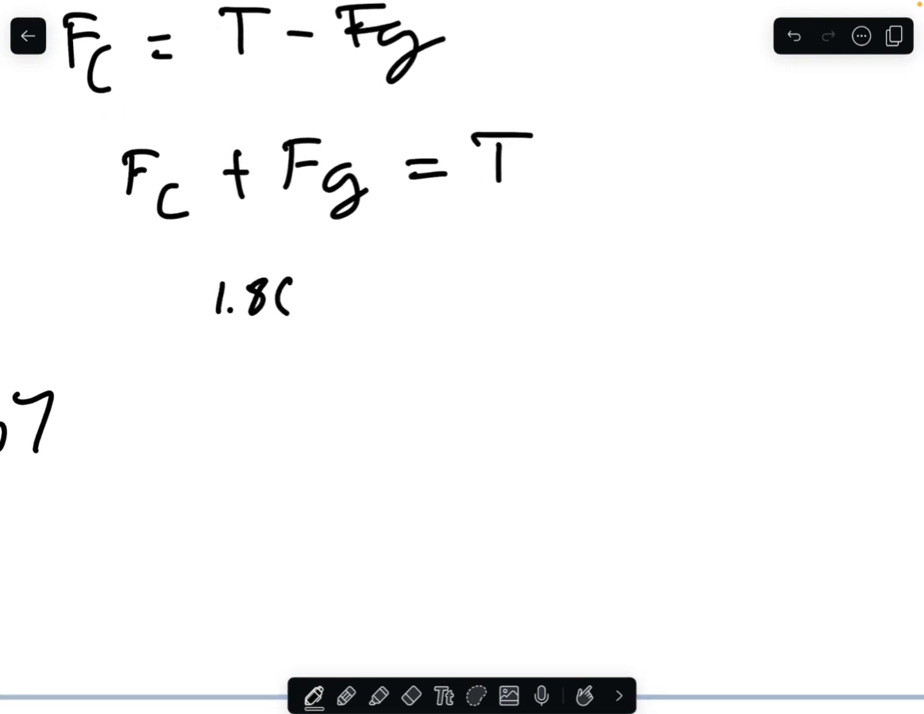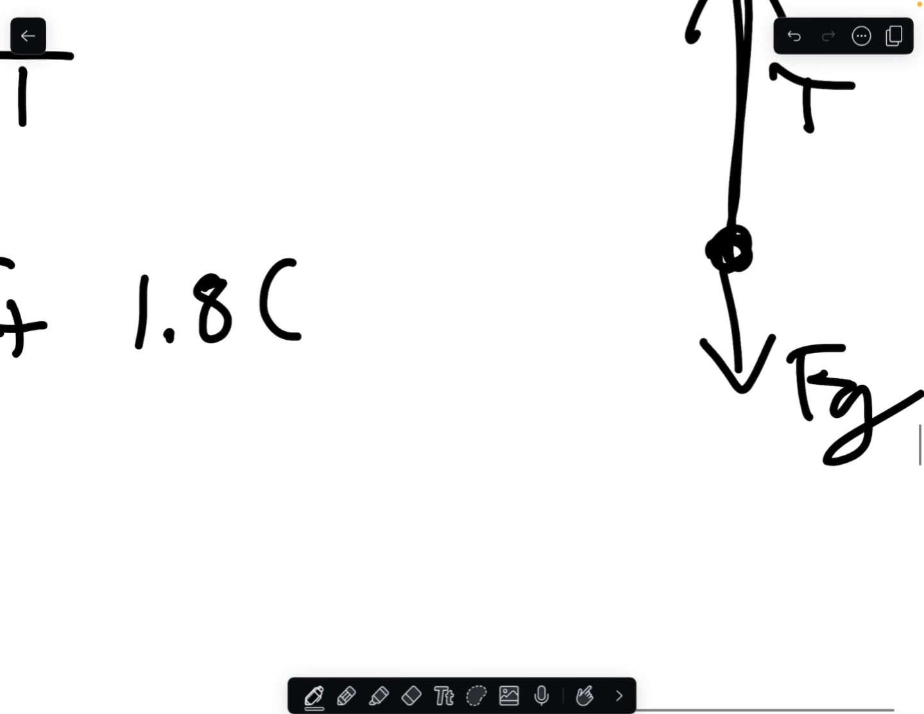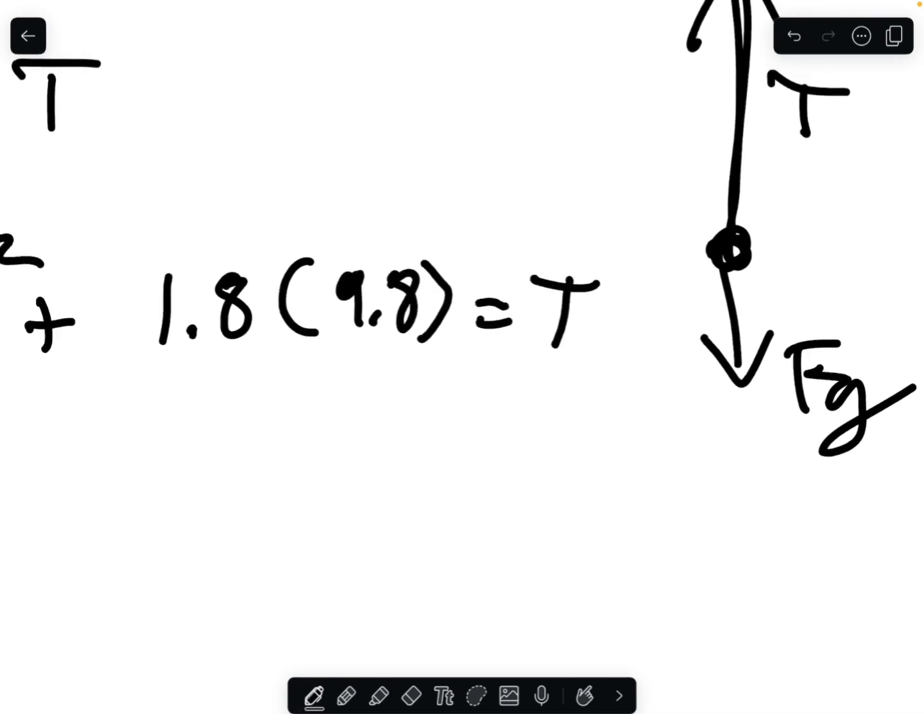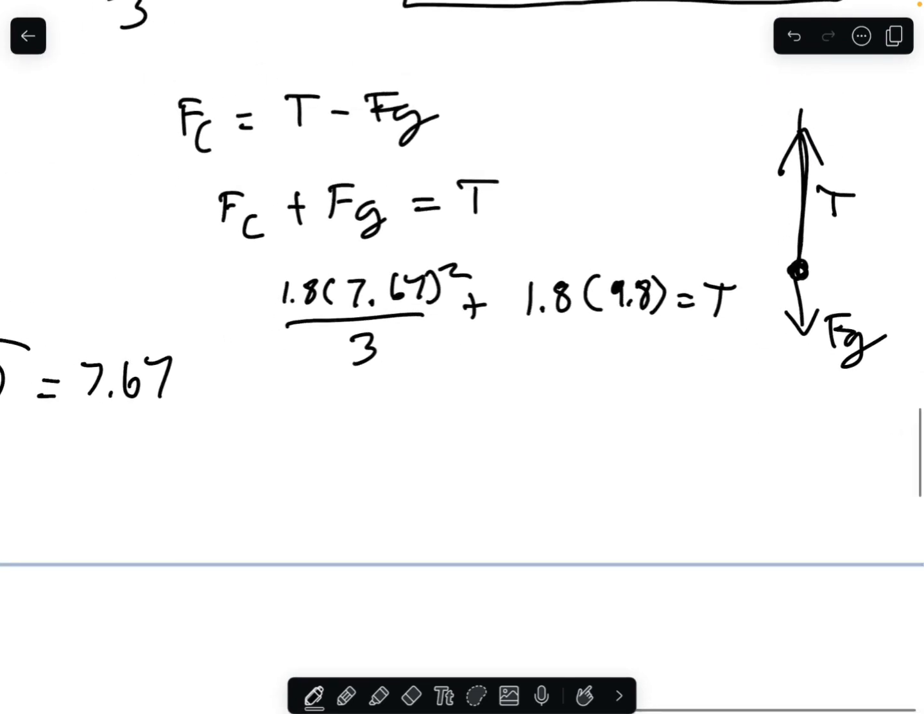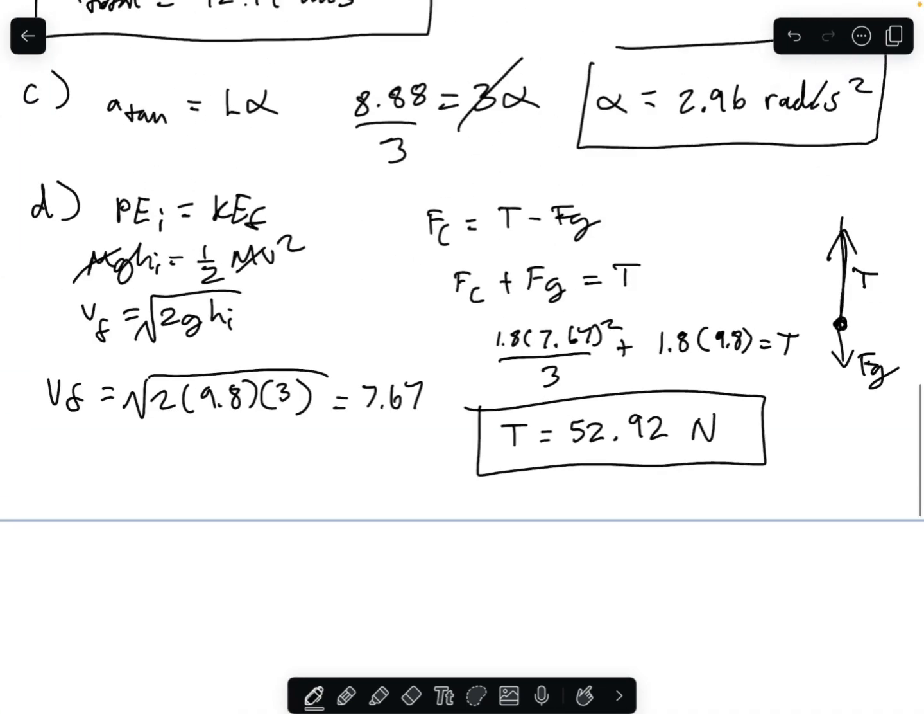1.8 times 7.67 squared over 3 plus FG, which is just mg, 1.8 is the mass, and g is 9.8, equals T. After you put it in a calculator, you're going to get tension equal to 52.92 newtons. I should have written the general formula for this, but this is the general formula.